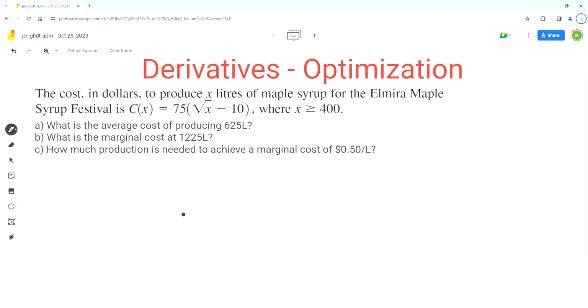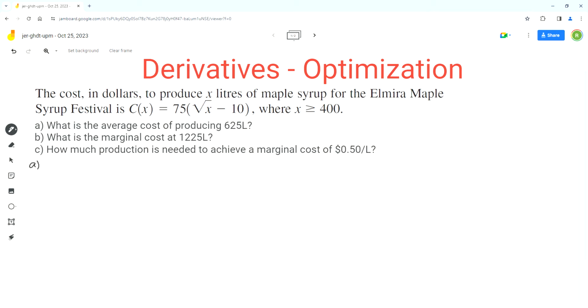So in this video, we'll solve this word problem using the concepts of derivatives. As per the problem, the cost in dollars to produce x liters of maple syrup for the Elmira Maple Syrup Festival is C(x) = 75(√x − 10), where x is greater than or equal to 400. We have to answer these three questions. So let's start with part A.